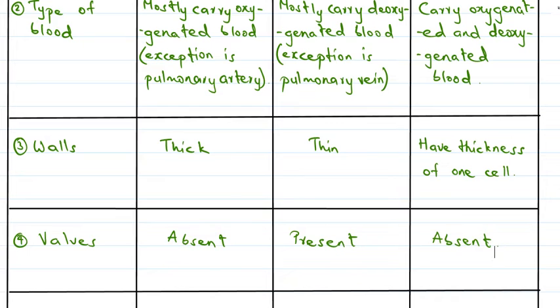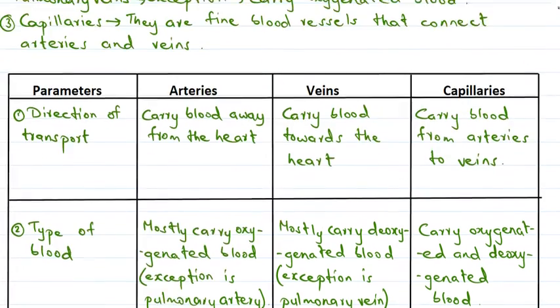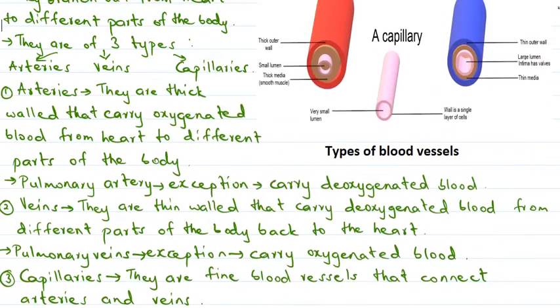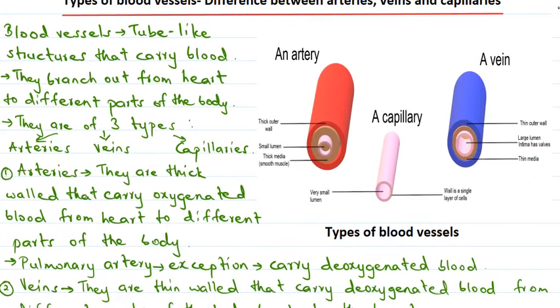Okay. So now let's revise everything that we have studied today. So we saw that blood vessels actually help in carrying of blood. They have a tube-like structure that helps in carrying the blood. These blood vessels branch out from the heart to different parts of our body. Blood vessels are of three types, that is, arteries, veins and capillaries.